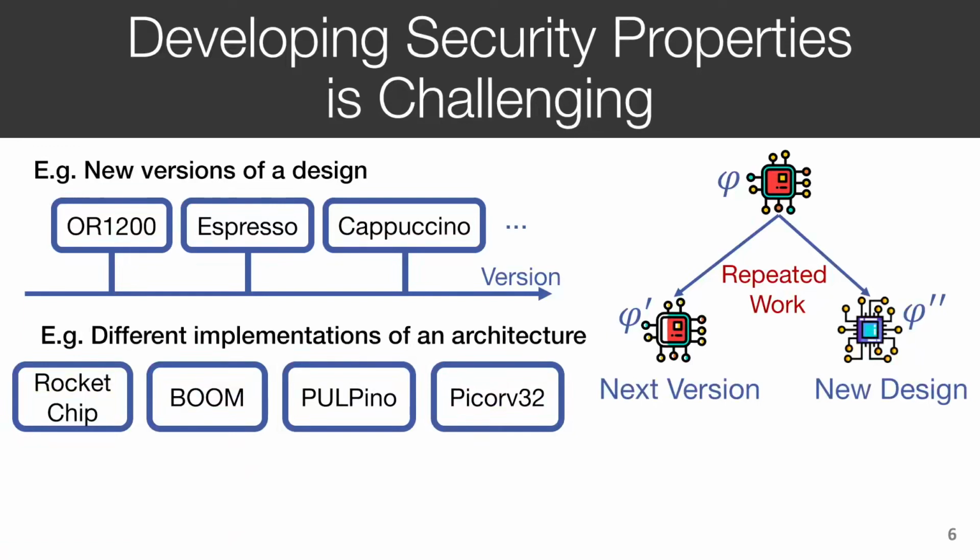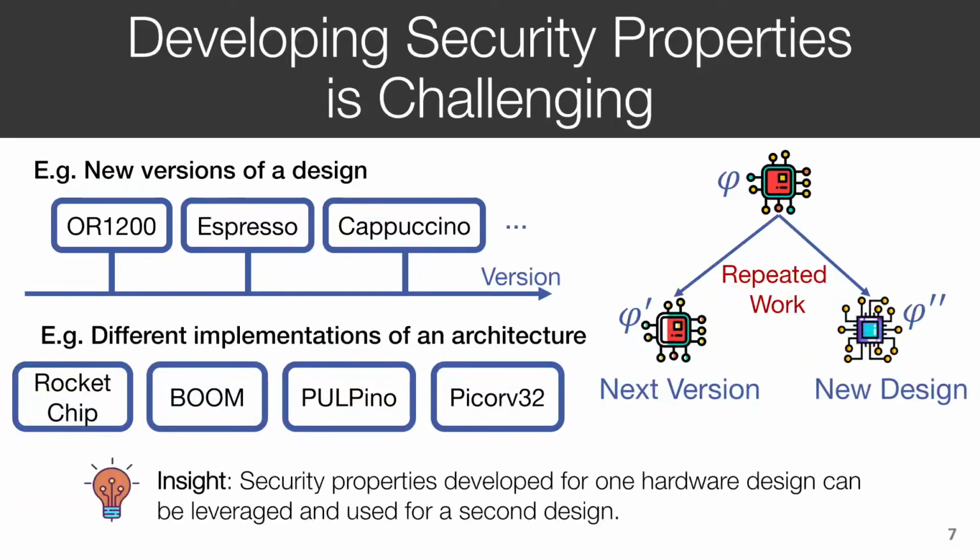For example, for the OR1K processors, we have different versions such as the OR1200 processor, the Espresso processor, and the Cappuccino processor. And for the RISC-V processors, we have different implementations such as the Rocket chip and the Boom chip. So if we can leverage and use the security properties developed for one hardware design for a second design, we can save a lot of effort in developing these properties.